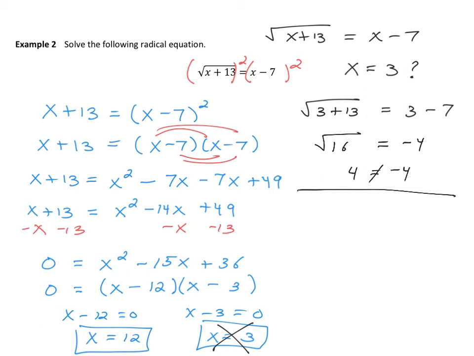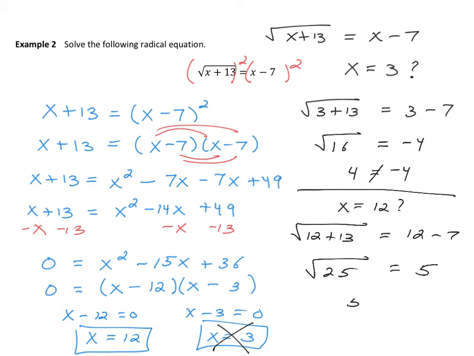Well, what about x is equal to 12? Maybe that works. That's the square root of 12 plus 13. Is that equal to 12 minus 7? This looks good. On the left, we get the square root of 25. On the right, we get 5, and 5 is equal to 5. So this is good. 12 is a solution, 3 is not, and that's it for this problem.